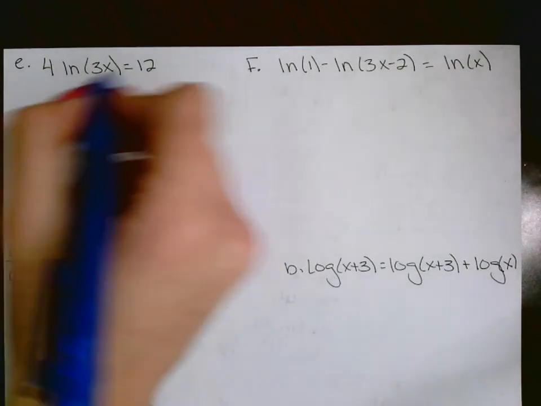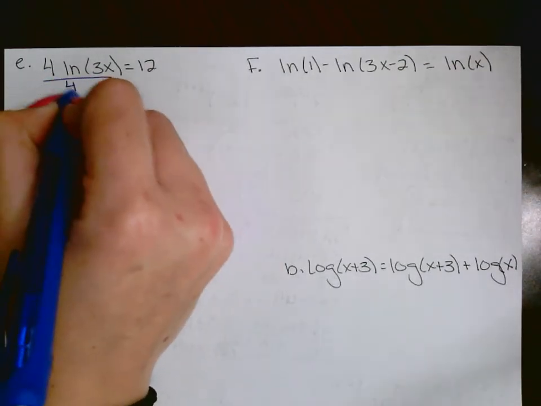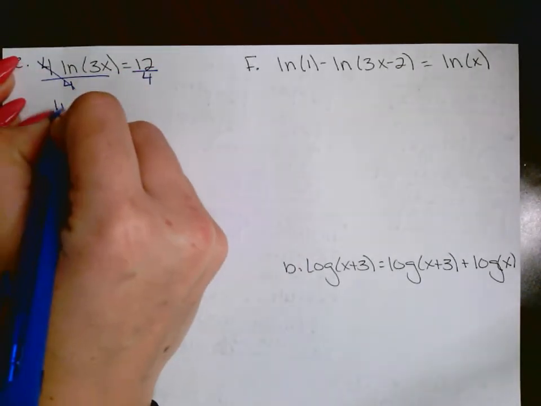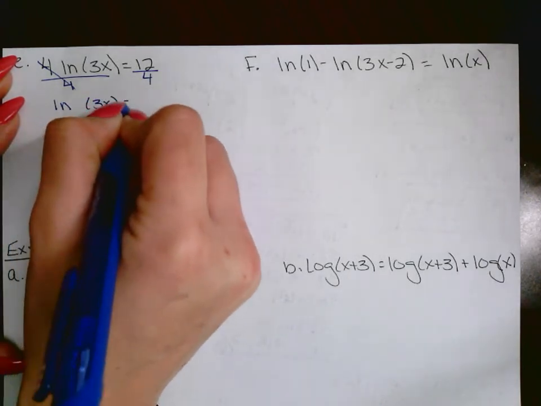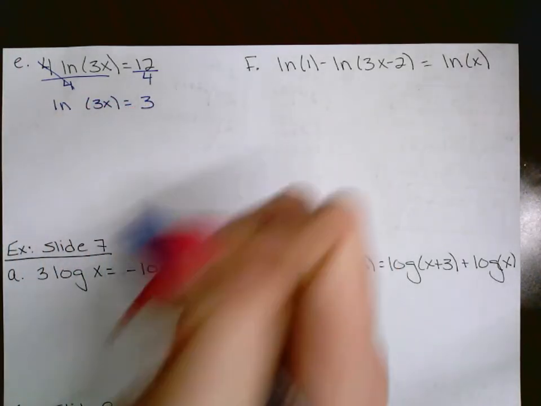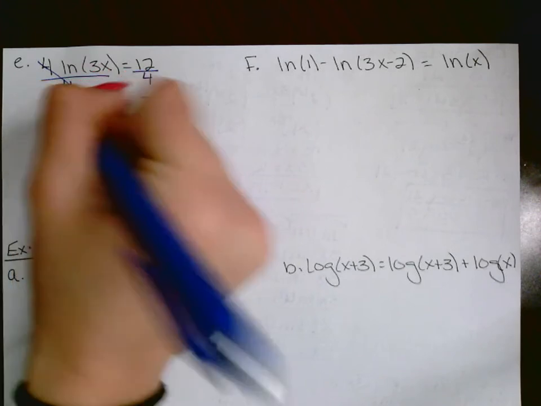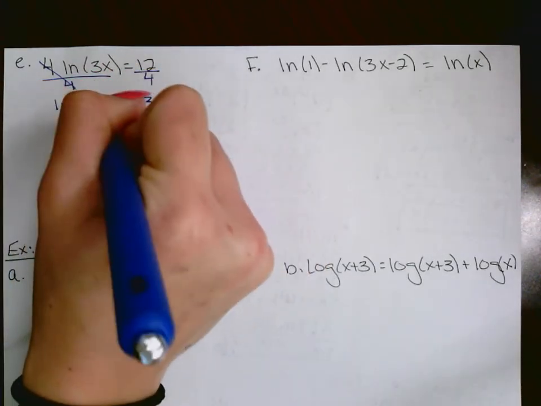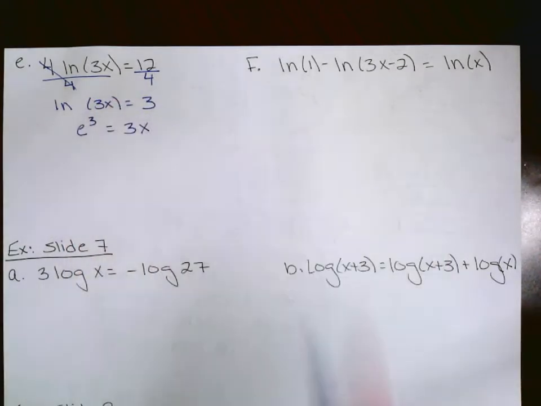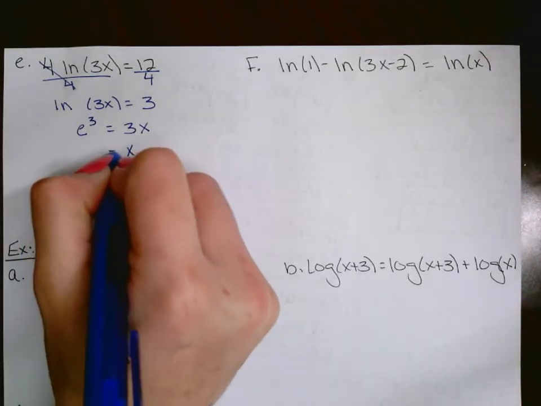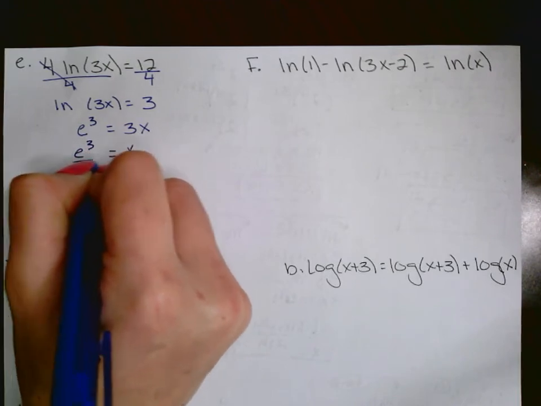Divide? Okay, so if I divide by 4, I have ln of 3x equals 3. What do you want to do next? Drop the base. What's the base there? Nice. My base is e. So I could say e raised to the 3rd power equals 3x. And now, just divide the 3 to get x by itself. X equals e to the 3rd over 3.